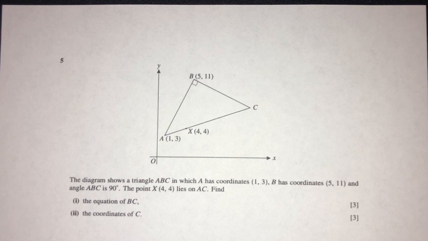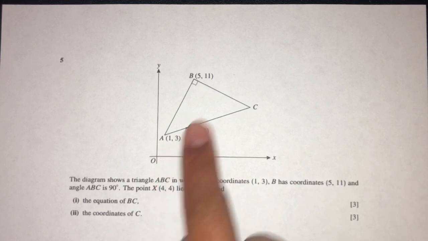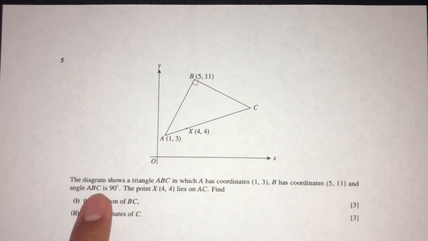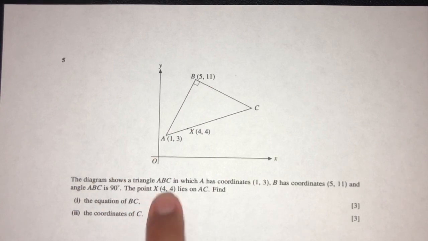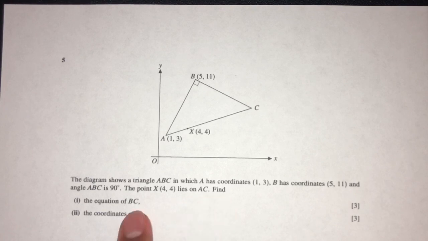The diagram shows a triangle ABC, so we have A, B, and C, in which A has coordinates 1, 3, this is 1, 3, and B has 5, 11. And the angle ABC is 90 over here, okay? Now the point X is given to you by 4, 4, which is right here, and it lies on AC. Part 1, find the equation of BC.